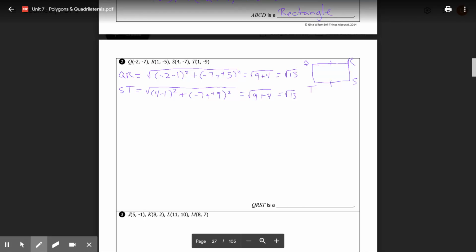And then we're going to look at RS and QT, these two. So RS would be the square root of 1 minus 4 squared plus -5 minus -7. So 1 minus 4 is -3. -3 squared is 9. And then we'll add -5 plus 7 if we make these positives. So -5 plus 7 is 2. 2 squared is 4. So this one ends up being the square root of 13.